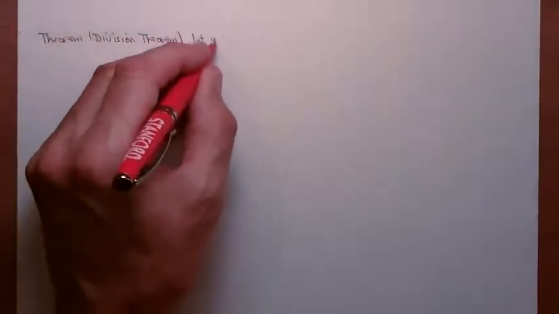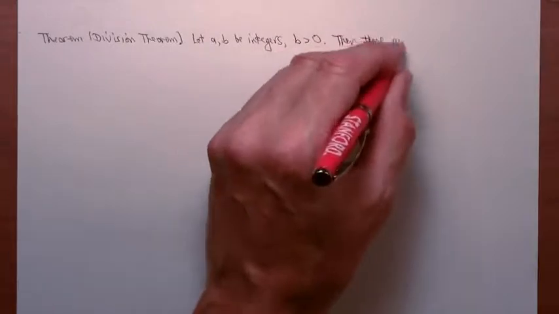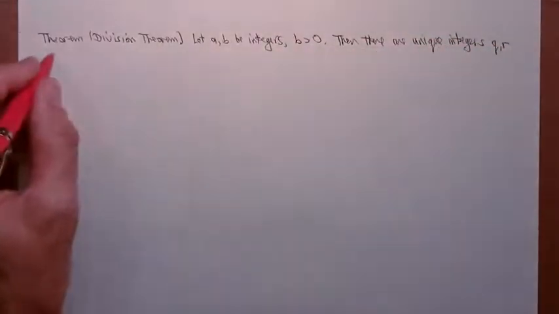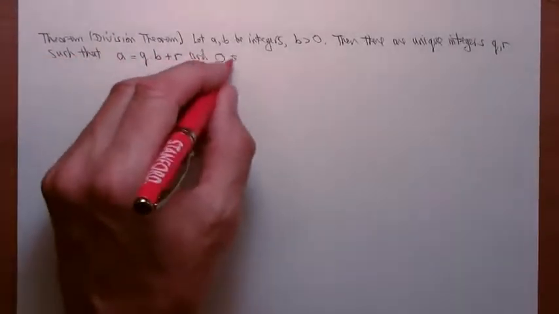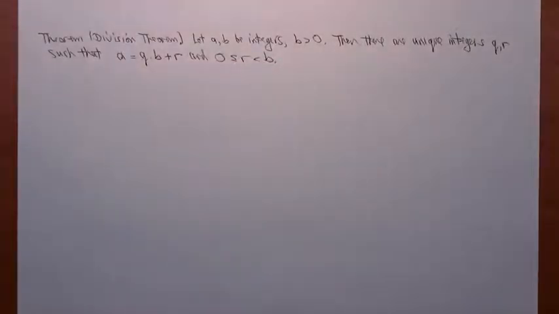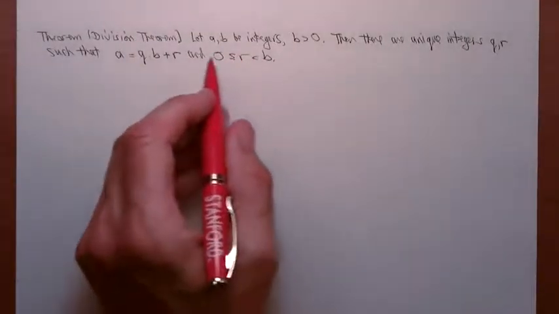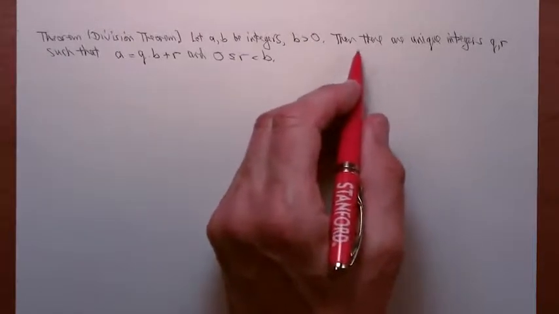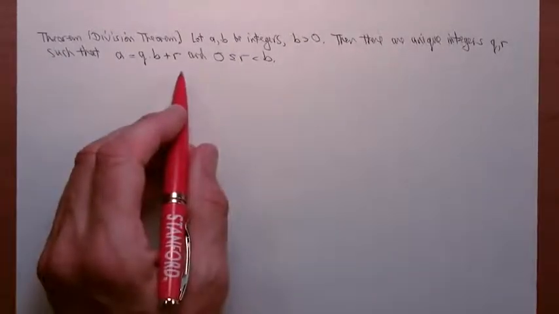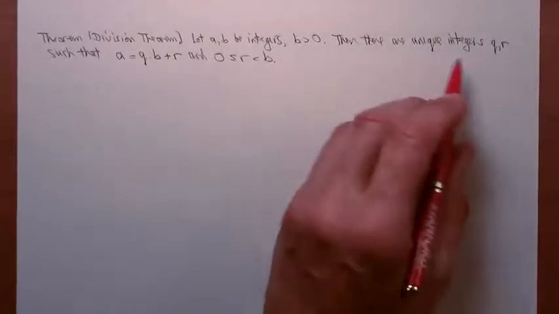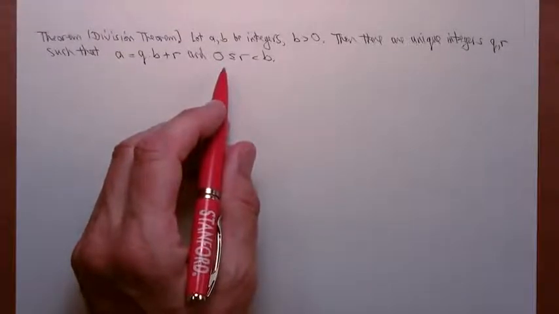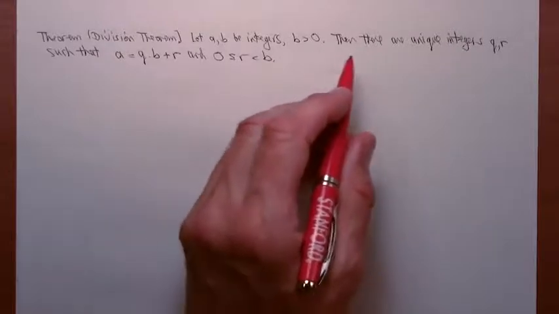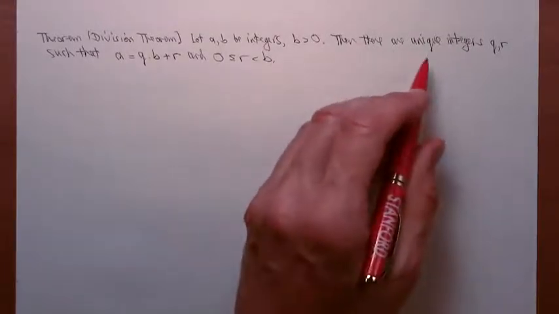The division theorem says the following. Let a, b be integers with b greater than 0. Then there are unique integers q and r such that a equals qb plus r and 0 less than or equal to r less than b. Well, there are two parts to this theorem. There's an existence part, there are integers with this property, and there's a uniqueness part. Those integers are unique with this property. In proving the theorem, we're going to take those one at a time. I'll first prove existence, and then I'll prove uniqueness.